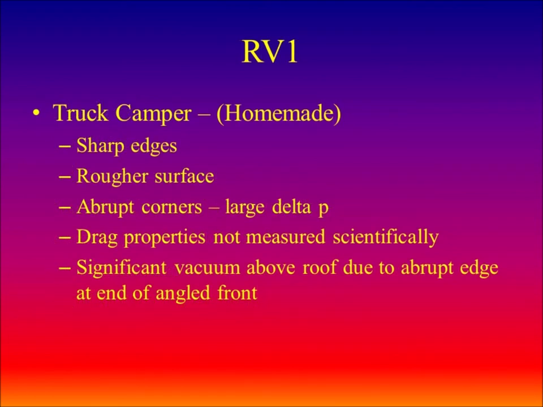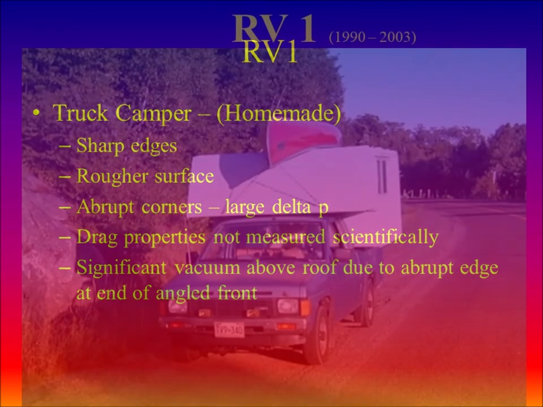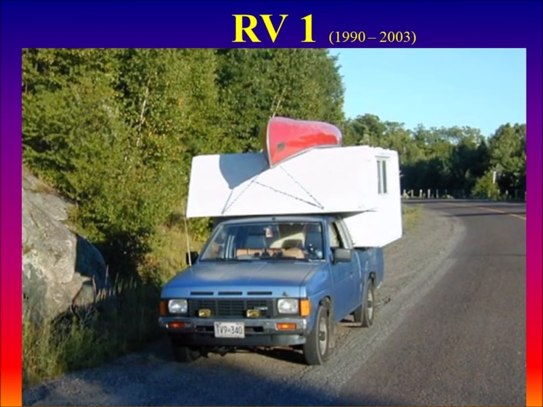Now, I did not make a profile video of my first RV. It was a truck camper I built myself. It had sharp edges, a rougher surface, abrupt corners. It added weight to the vehicle, and the fuel penalty was probably about 40% when I drove it. There was a significant vacuum above the vehicle that a couple of times broke the roof vent because the pressure in the vehicle was greater. But it worked out pretty well.